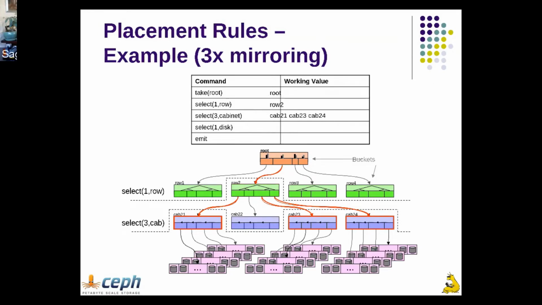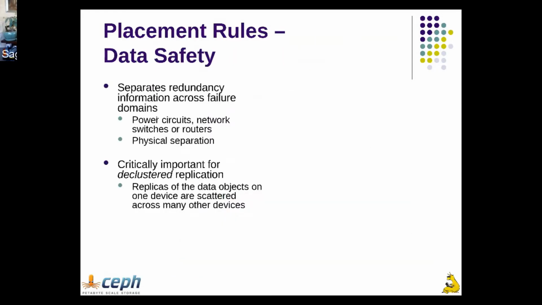Here, when we select one disk, for each one of these working value items, it'll do that step. So for cabinet 21, it'll pick a disk, and so on. In this case, it actually descends 2 levels of the hierarchy, both to get the disk array and then to pick a disk within each one. And then emit will just take whatever's in the working value and spit it out into the final result. So that's the basic process of how the rules are interpreted.